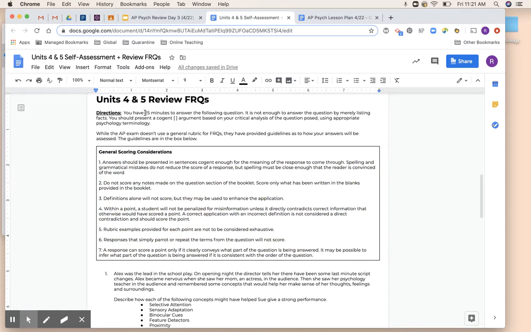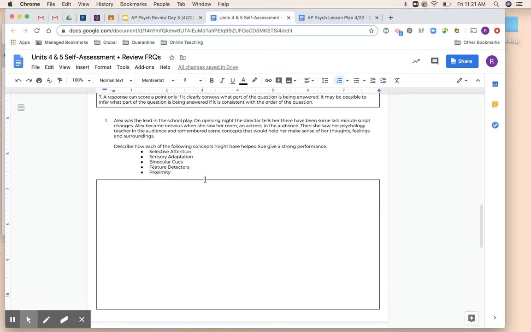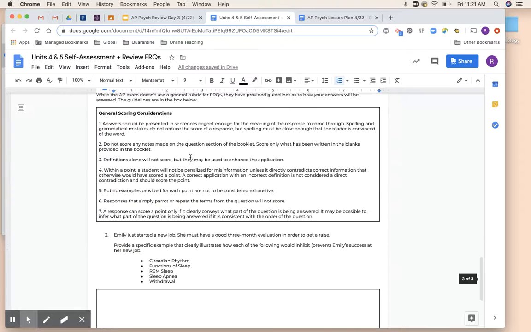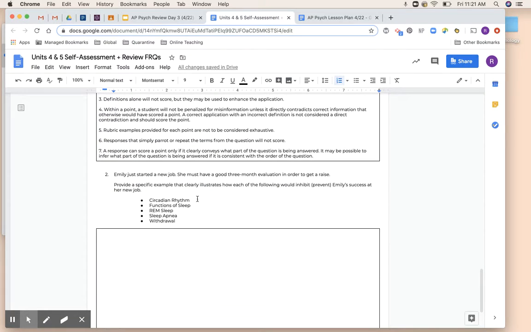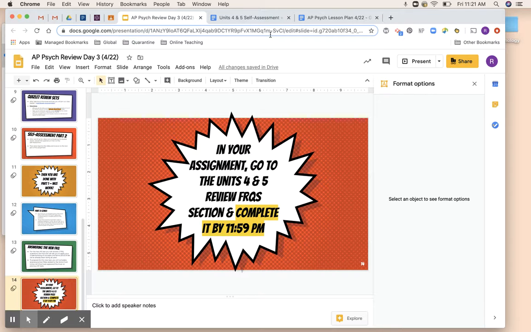The one thing I would do is make sure you are trying to time yourself because, again, this is the exact timing that you will have when you take the test in a month. So please do that. So you have the 2 FRQ questions. The first one is about perception. So it has some of the terms that come up commonly there. And the second one is about consciousness. That is essentially it. Then you are done. And make sure you get it in by 11:59. All right.